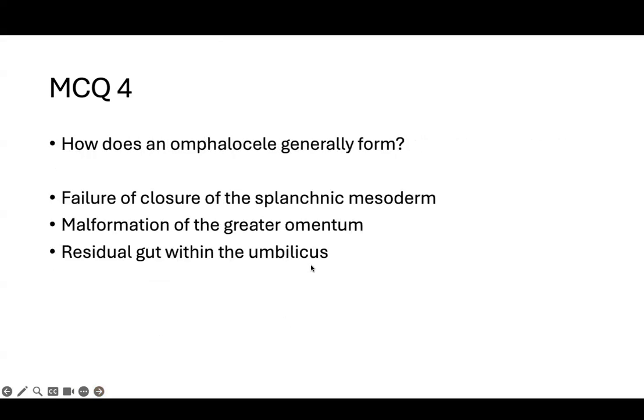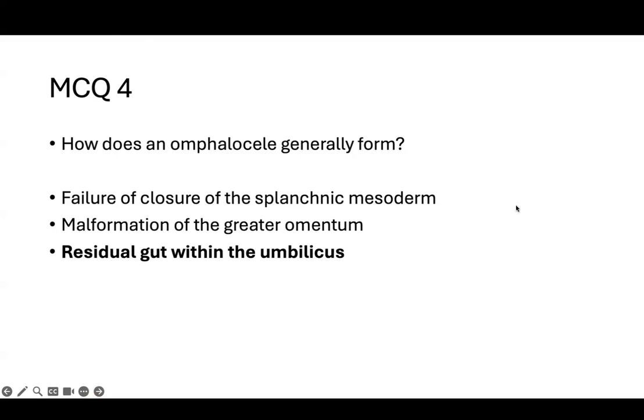Okay, and how does an omphalocele generally form? I feel like we've got a response. Which arch is C from? Okay, we'll come back to that question. Sorry, I've lost the question as well now. We will come back to that question, Demi, in a second. Any takers on MCQ 4? Well, I've revealed it now.